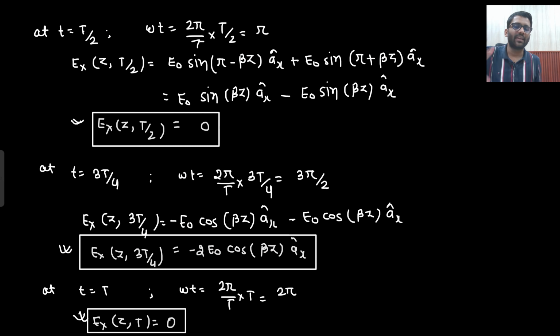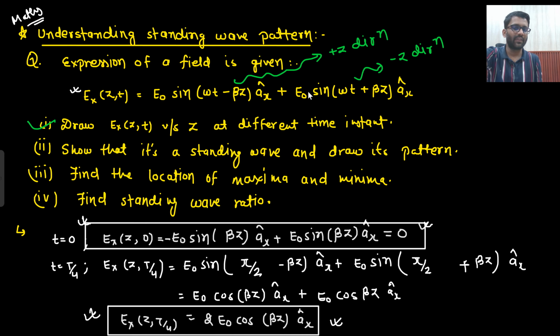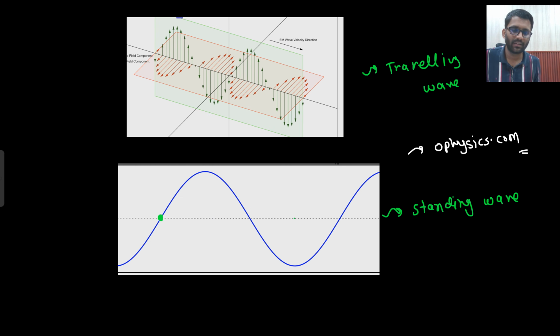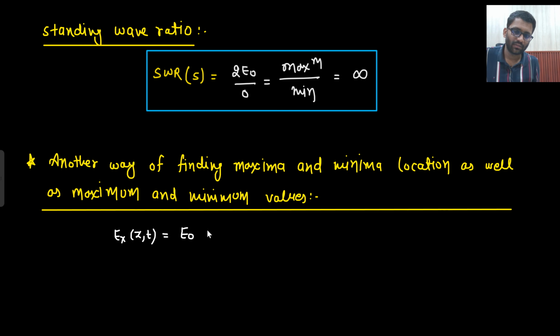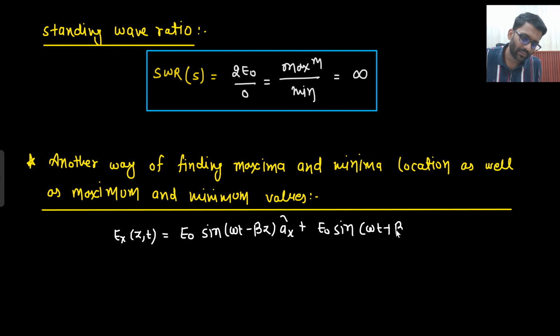I should not say it is electric field, it is a simple vector field. Forget about electric field. It is a simple vector field that is given as E0 sin(omega t minus beta z) Ax cap plus E0 sin(omega t plus beta z) Ax cap. So how will I solve? That I am telling now.